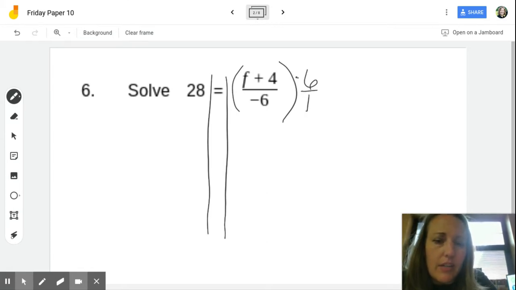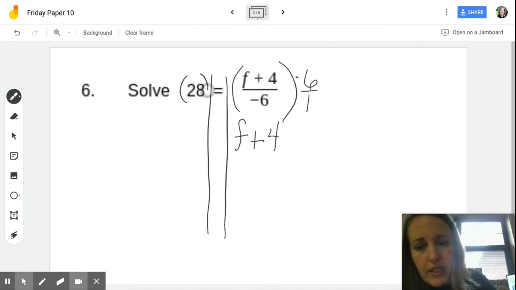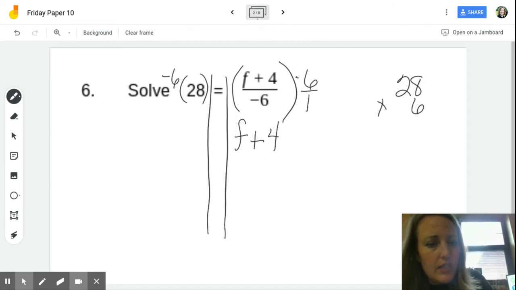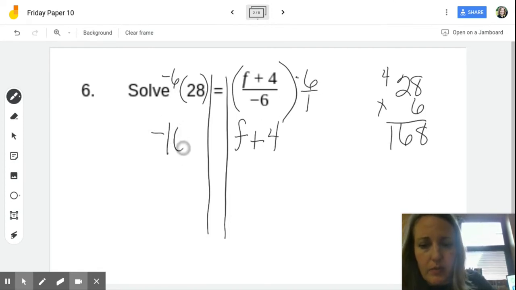Now you have a negative 6 over a negative 6, which is a 1, and the identity property says 1 times anything is itself. Okay, so we're just left with f plus 4, but what we do to one side, we must do to the other side. So I must figure out what is 28 times negative 6. 6 times 8 is 48, 12, 13, 14, 15, 16. 168, and it is a negative. Okay, because of the negative 6.